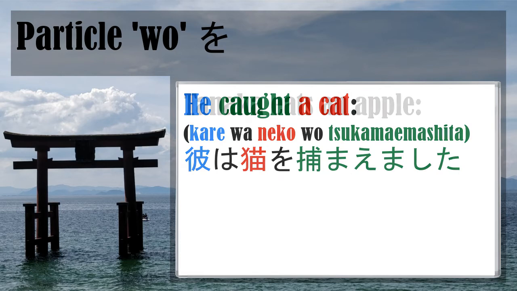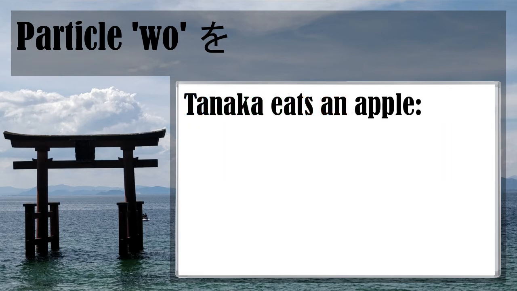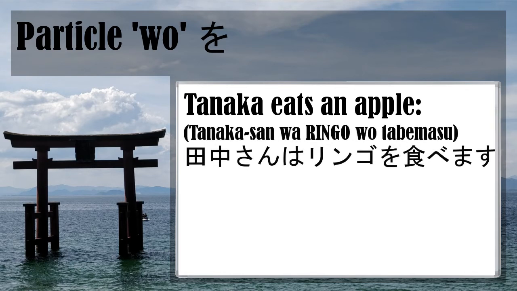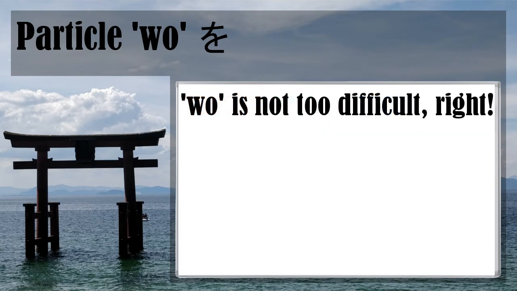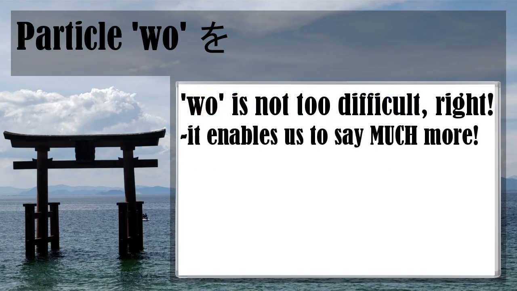The other example, Tanaka eats an apple, would be Tanaka-san wa ringo o tabemasu. Again, Tanaka-san is the subject, wa is the topic marker, ringo is a noun meaning apple, wo makes the apple the direct object, and tabemasu is the verb to eat, taberu in the masu form. Now that's the main thing we need to know about a particle wo. It's pretty easy to master, isn't it? And it expands greatly what we can express in Japanese.